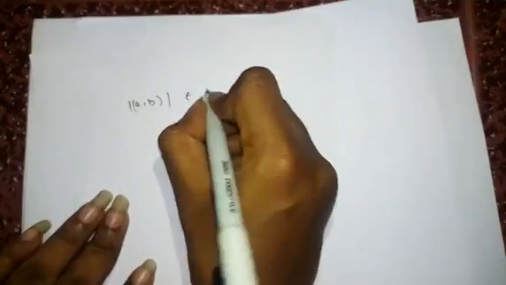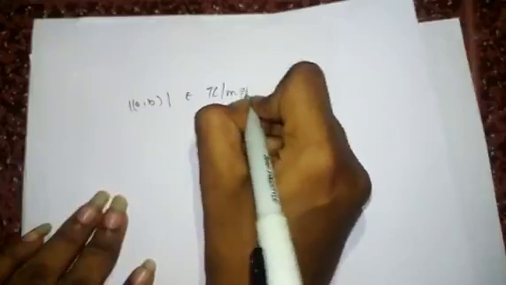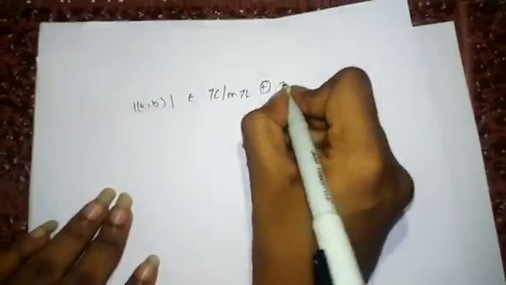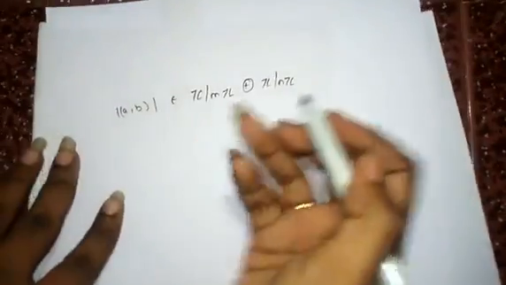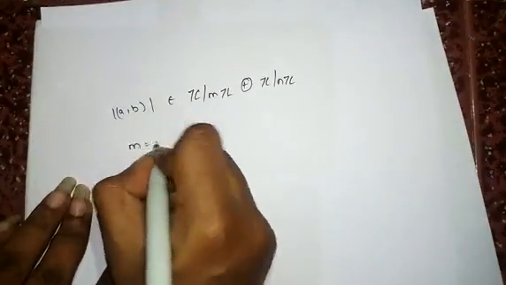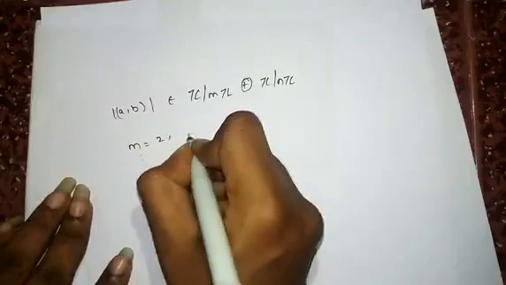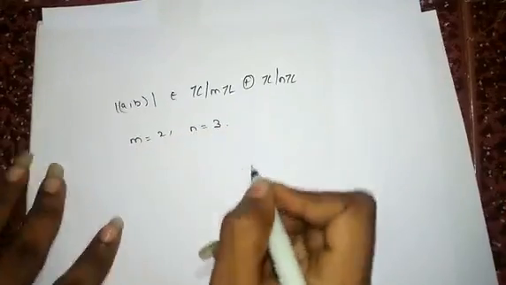In today's class we are going to learn how to find the order of an element in a direct sum, a group of direct sum. Let me take an example for m to be 2 and n to be 3.